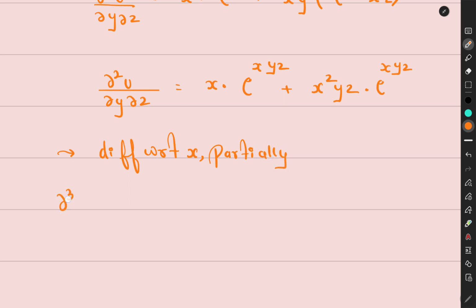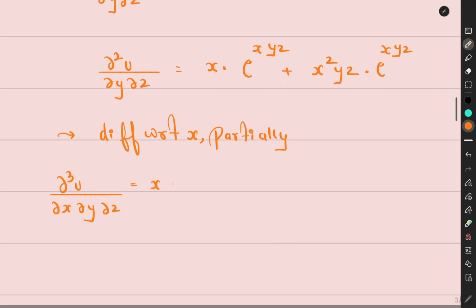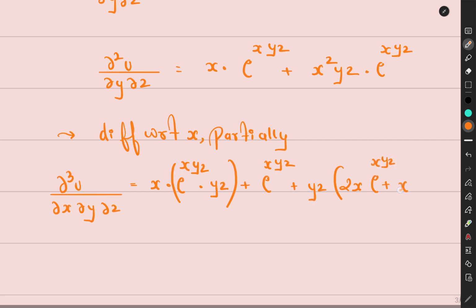So this will give me ∂³u/∂x∂y∂z, which will be equal to x into e raised to xyz into yz plus e raised to xyz plus 2x e raised to xyz plus x squared e raised to xyz into yz.